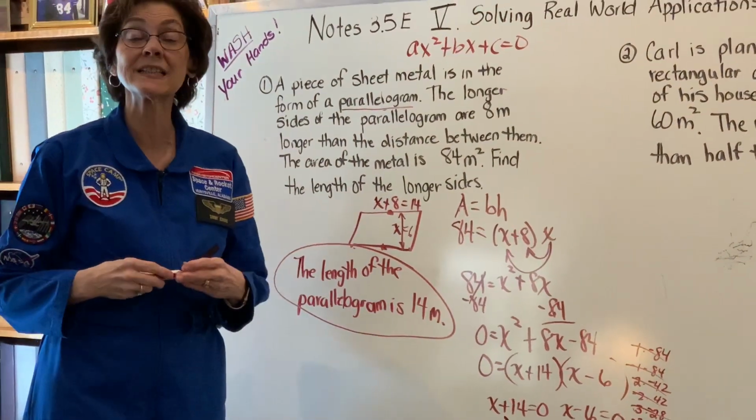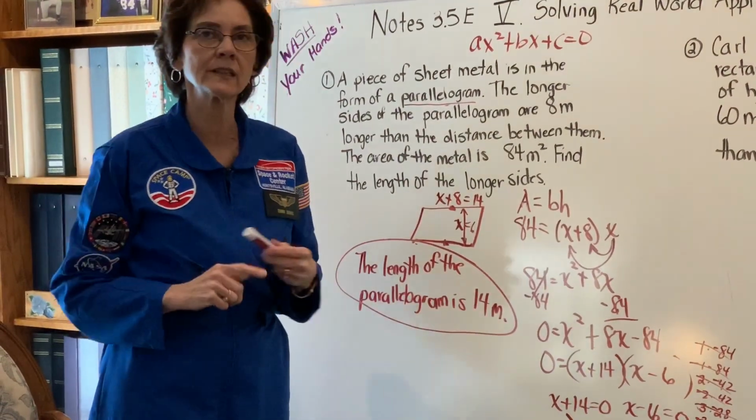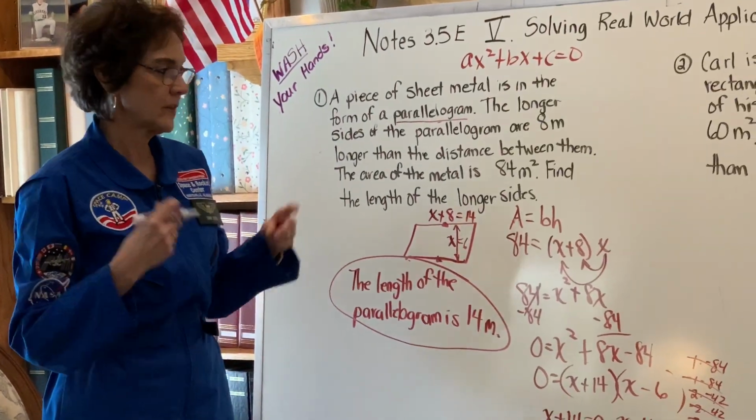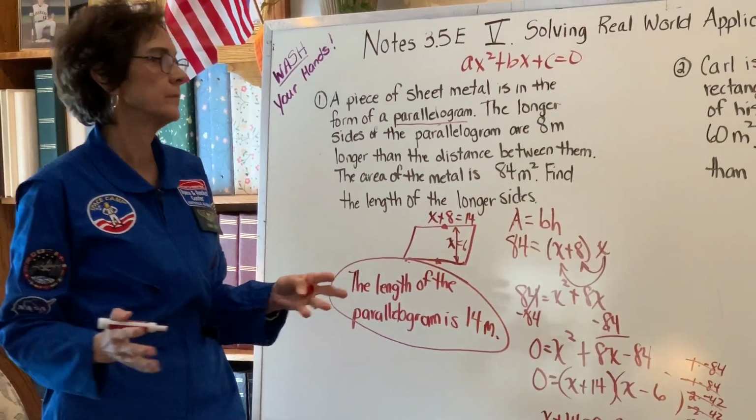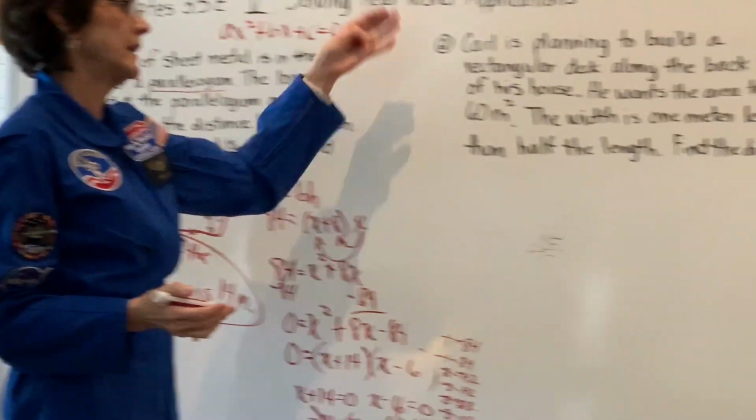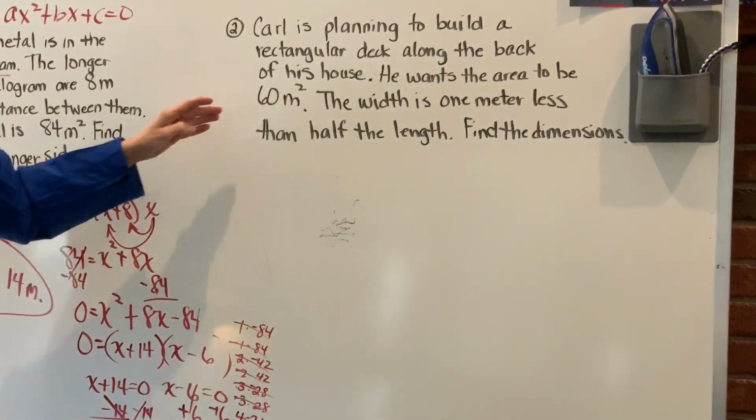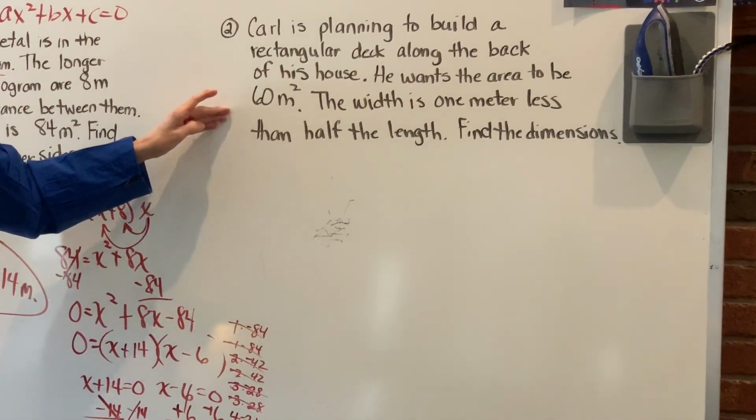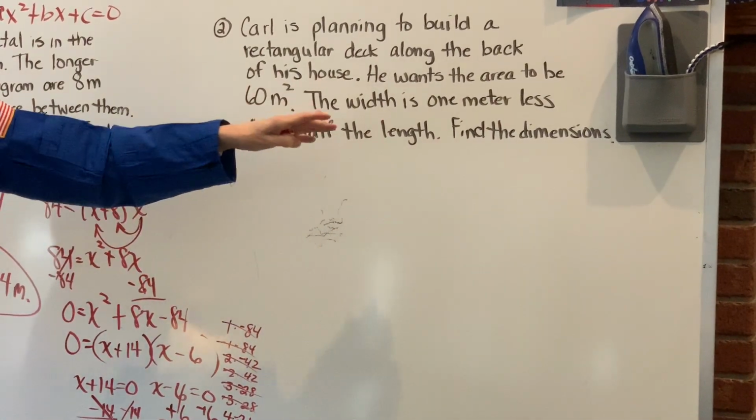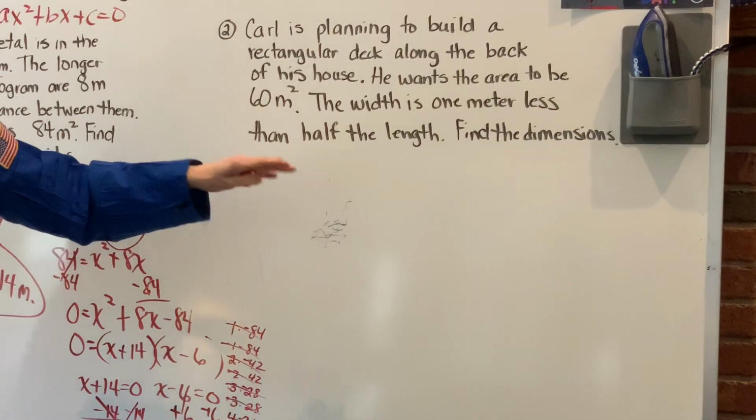Problem is presented in words. The answer is presented in words. Okay? All right, so that's just a good example. We have 3 more. Carl is planning to build a rectangular deck along the back of his house. He wants the area to be 60 square meters. The width is 1 meter less than half of the length.